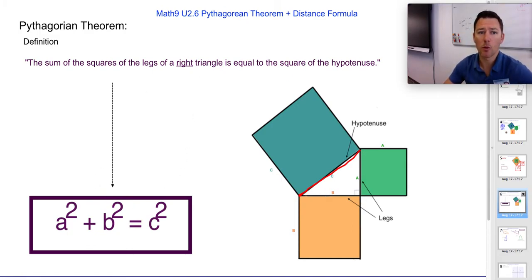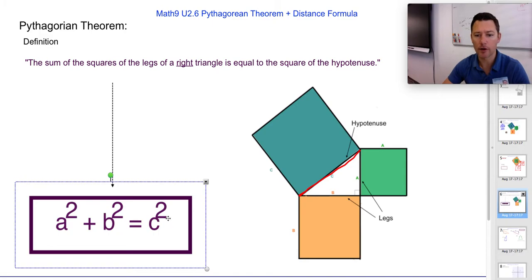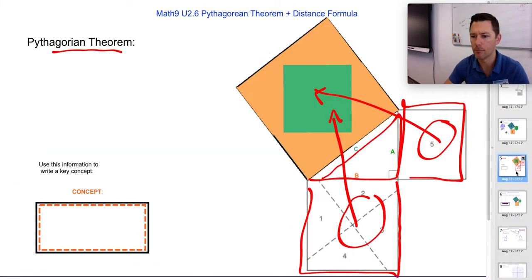And so we will often write this in equation form. We'll say c squared, the big square, is equal to the two smaller squares added together, right? Just like this.